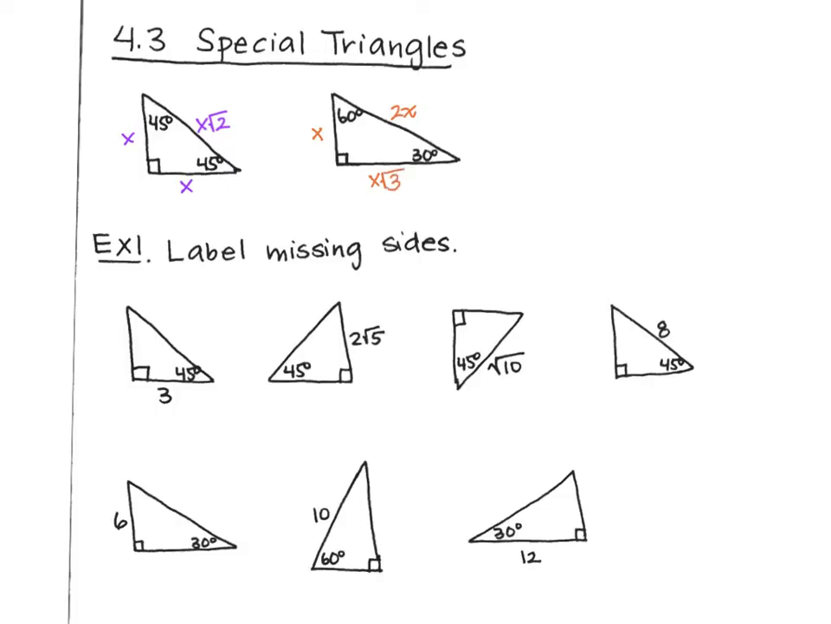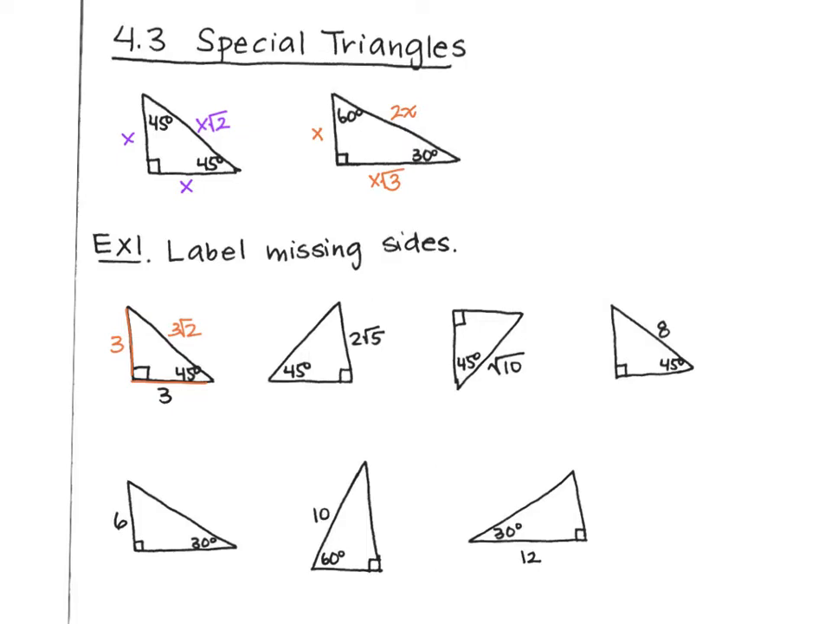Okay, using these patterns, we could label the missing sides of these triangles without using Pythagorean theorem or trigonometry or anything else. You are welcome to do these in your head. Okay, so let's look at this first one. The first one has a 45 and a 90, so it must be a 45, 45, 90, which means the two legs must be congruent. So since I know that leg is 3, this one must also be 3. And if I follow the pattern, this is x, this is x, this is x root 2, so this is 3, this is 3. The missing side must be 3 root 2.